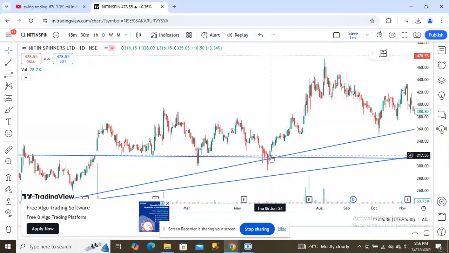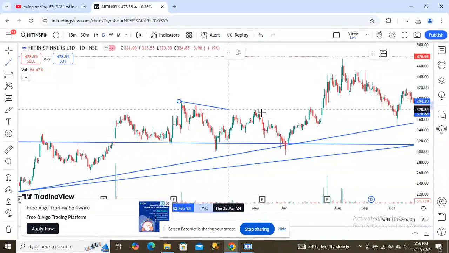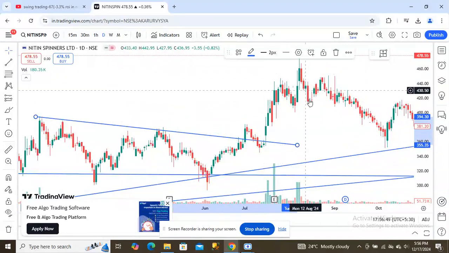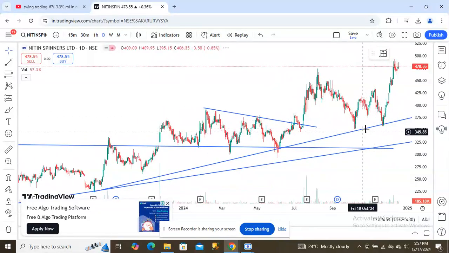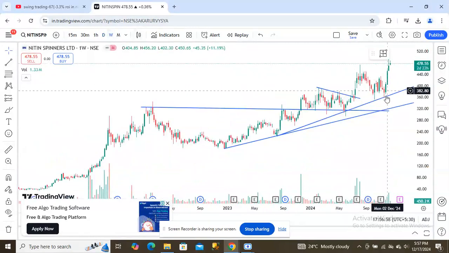The cut stop loss is this, right? I entered here and I exited here. The correct stop loss is this trend line. After I had exited, it has gone up, and again it came back, and again it took a reversal at the weekly trend line.